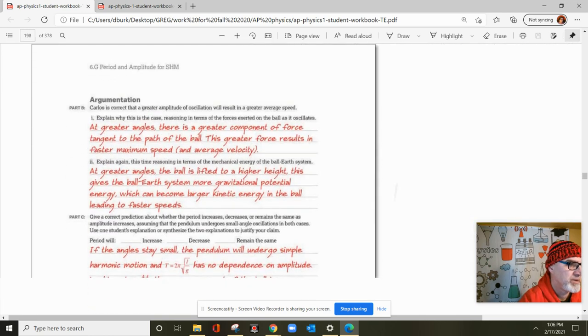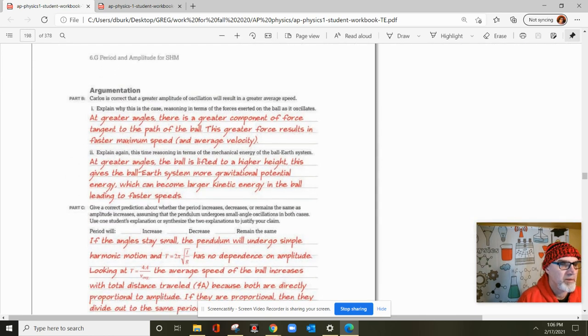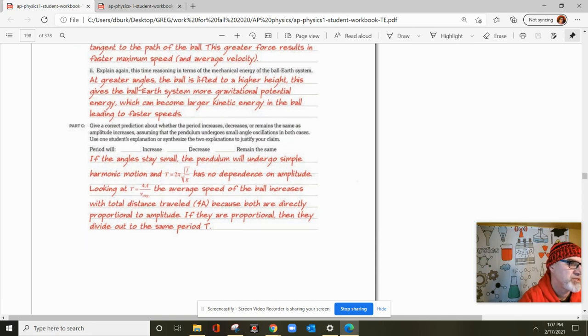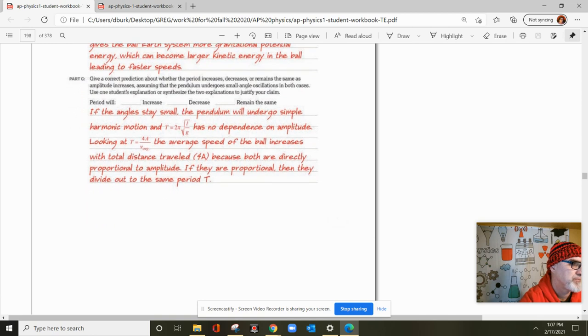Okay. Carlos is correct. Greater amplitude will result in a greater average speed. A greater component of force tangent to the path of the ball creates a faster maximum speed. And the ball is lifted to a greater height. It has more potential energy, so it'll have more kinetic energy at the bottom of its swing.